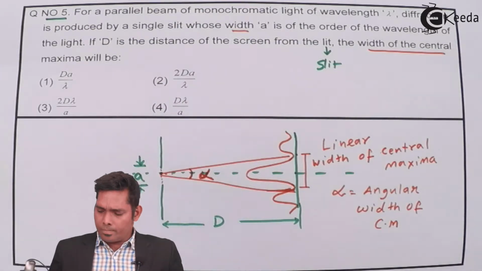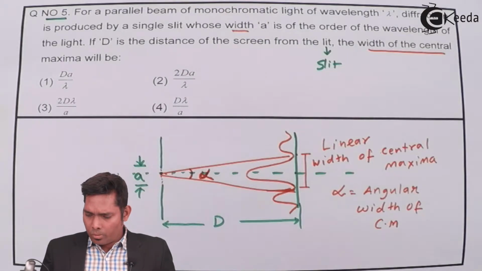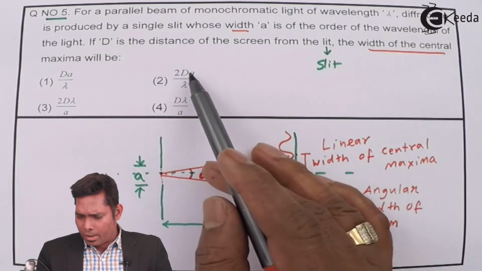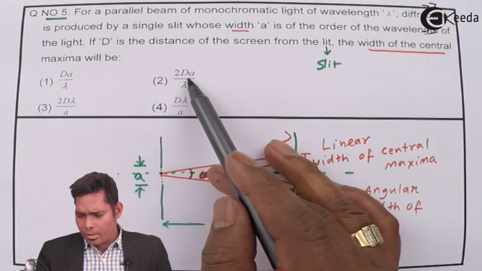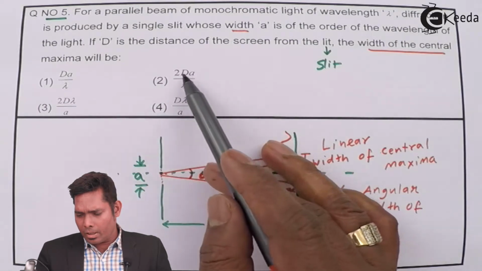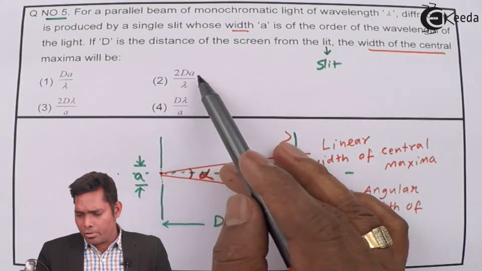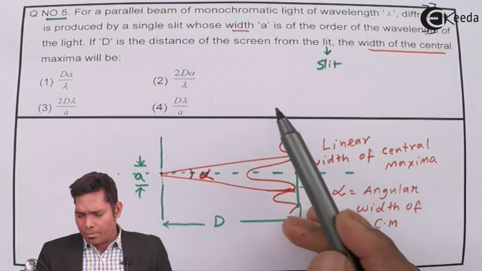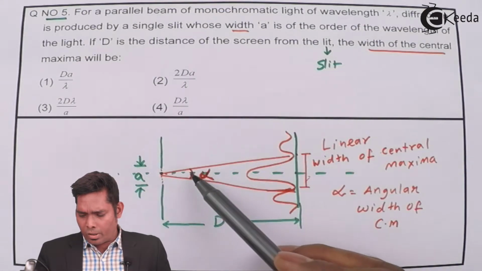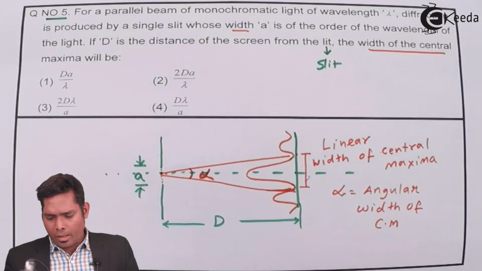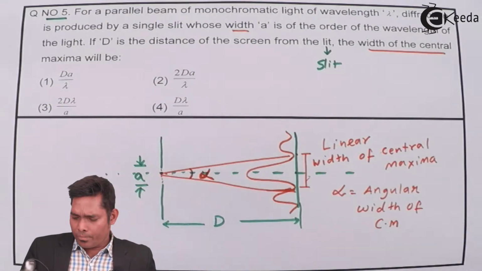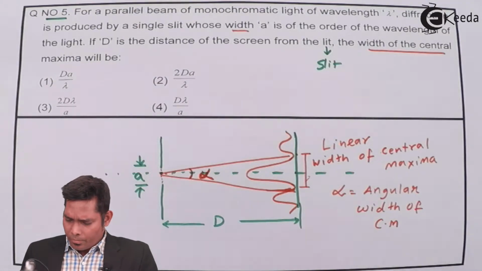Within this angle only the central maxima is spreading. The option is talking about linear width because here the unit is meter. You can see there are 3 lengths involved, so ultimately the unit will be meter. From this linear width we also know how to find alpha, but let us first find the linear width. How to find the linear width?